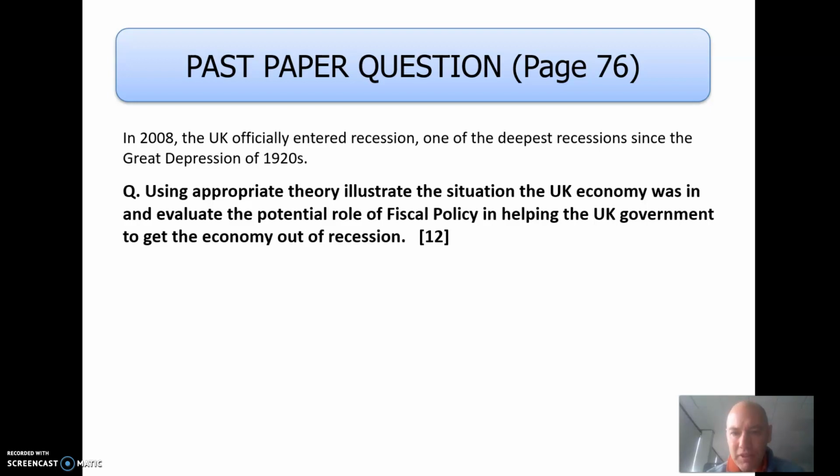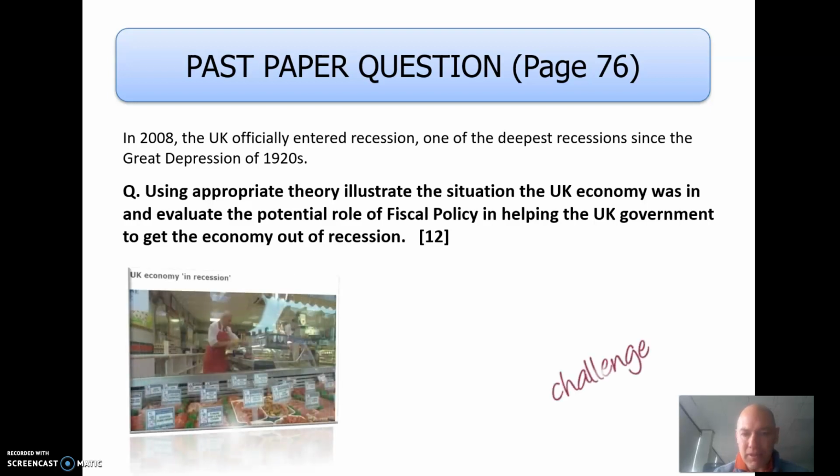And then the role of fiscal policy. So how can the UK government get the economy out of recession? How could the UK government get the economy out of recession? So taxation and government spending. Okay, so you guys are going to have to draw an appropriate diagram, analyze it, but also talk about the pros and cons if you can. Okay, do the best you can. Okay, so in terms of this, yeah, the economy was in recession.